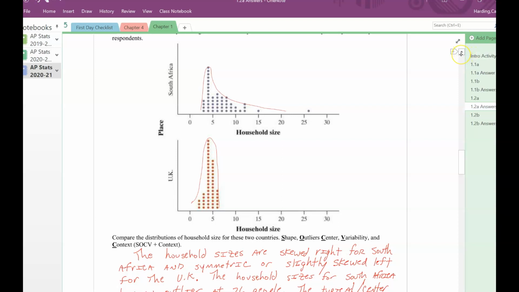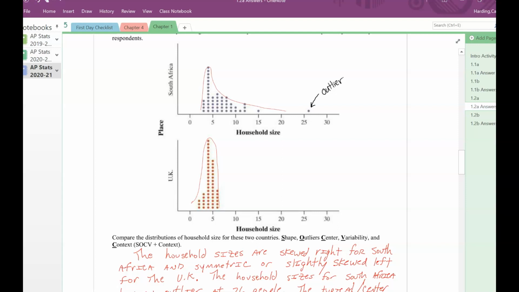So if we're comparing shape, the shape for South Africa is more skewed right, and the shape for the United Kingdom, you could say symmetric or slightly skewed left. Both of those would be acceptable answers. There's a little bit of wiggle room on some of these descriptions. Outliers. It doesn't appear that the United Kingdom has any outliers. However, South Africa does have an outlier here at just above 25. So South Africa has an outlier, the United Kingdom does not.